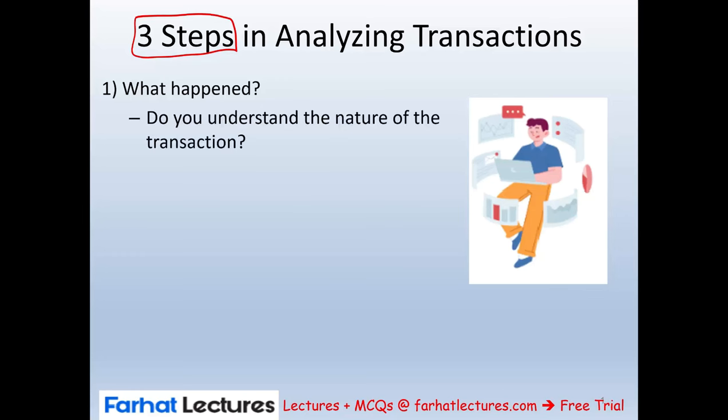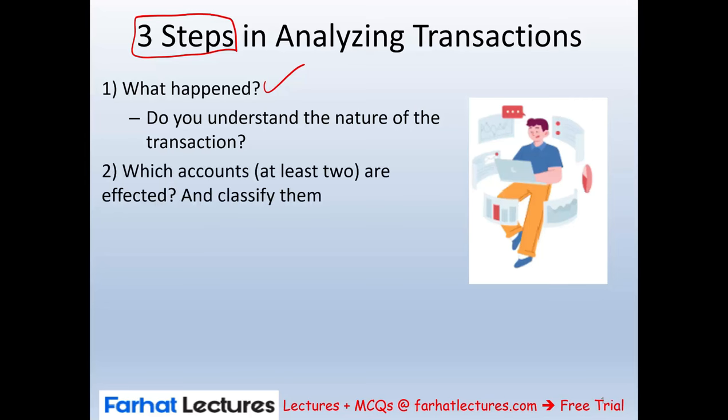In other words, do you understand the nature of the transaction? Do you understand what actually happened? Can you explain the transaction to someone else? If you can do that, you can answer what happened. Now, as you are explaining the transaction, you need to identify which accounts are affected, at least two accounts in every transaction. So you would identify two accounts at least. Now, why two accounts? You're going to see later we have double entry accounting.